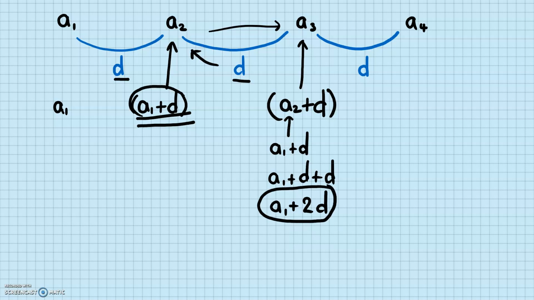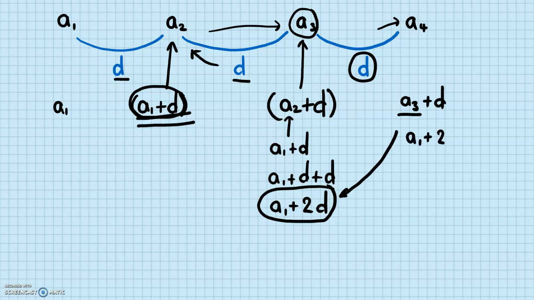Okay, let me circle the terms here. Our fourth term would be a sub 3 plus D. Remember, we did a sub 3 plus D to get a sub 4. To get a sub 3, this was our formula for a sub 3. We did a sub 1 plus 2D. So this is going to be a sub 1 plus 2D plus D, which is a sub 1 plus 3D.